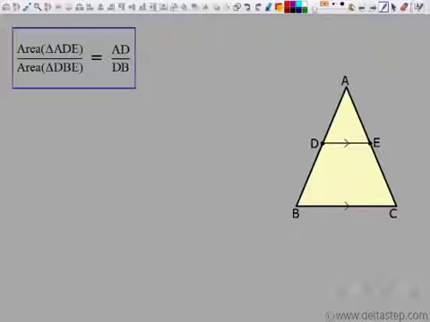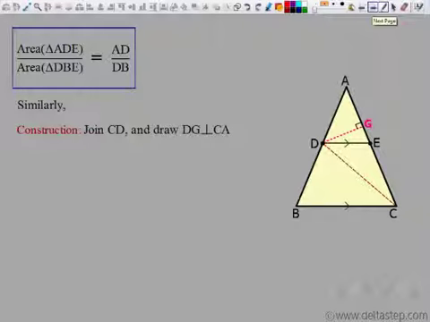We've just seen this. Now similarly we can repeat the process by joining C and D. Earlier we had joined B and E. Now let's join C and D. So I join CD and I draw a perpendicular from D to the side AC. So this is my perpendicular, and let's call this point G. So I joined CD and I drew a perpendicular from D to the base, which is AC.